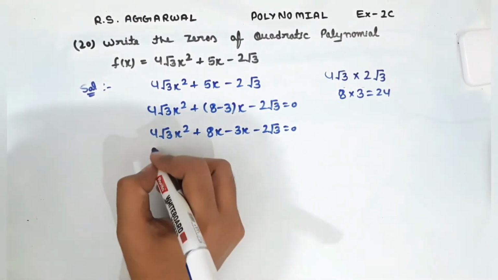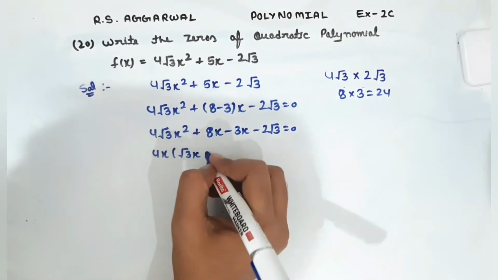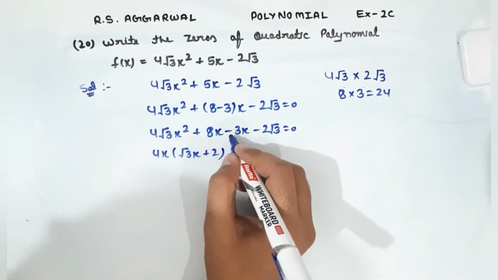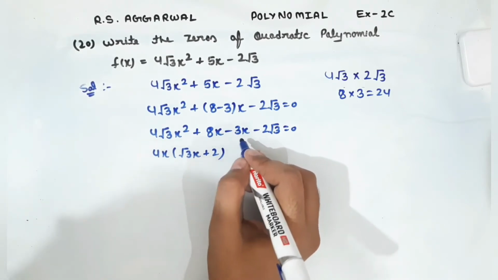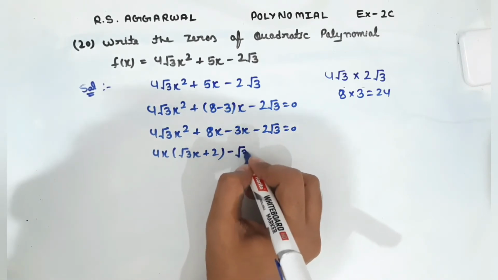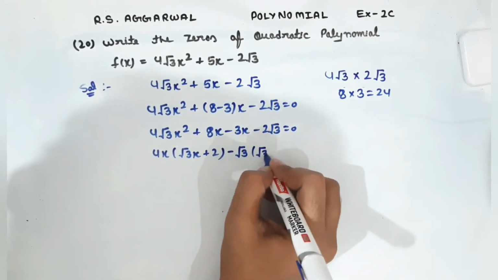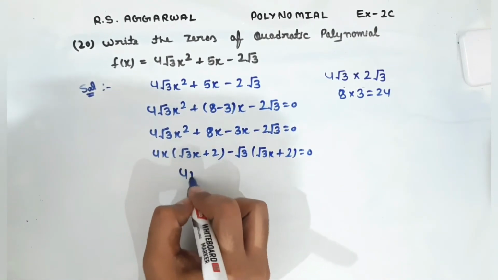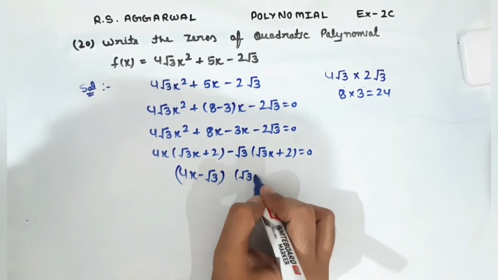4x is common. So we will get 4x (root 3 x plus 2). From the last two terms we will take root 3 common, because we write 3 as root 3 into root 3. So when we take minus root 3 common, here we will get (root 3 x plus 2) equals 0. So our factors will be (4x minus root 3) and (root 3 x plus 2).